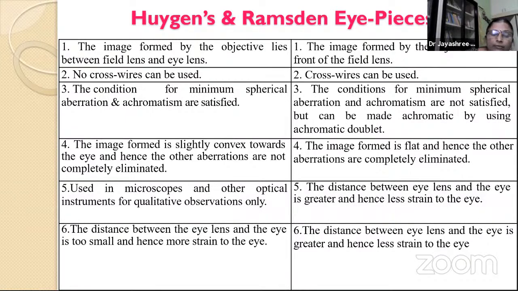So obviously, whenever we have to consider less strain, the eye relief and the clearance are very important. Also, other types of aberrations are minimized in both of these eyepieces. The coma is absent and distortion is 5% less in the Huygens eyepiece, but in case of other aberrations, the distortions are not eliminated here. So dear friends, these are very important topics.